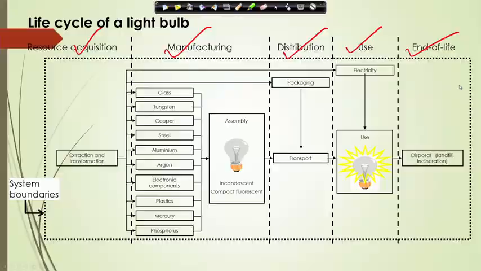And all these things together, this dotted line that you see all around it, is known as the system boundary. In this system boundary we are taking all these 5 stages: starting with resource acquisition, then manufacturing, then distribution, use, and end of life. So, this entire thing is your system boundary, and it is a cradle to grave. You are going from the very beginning to the very end.